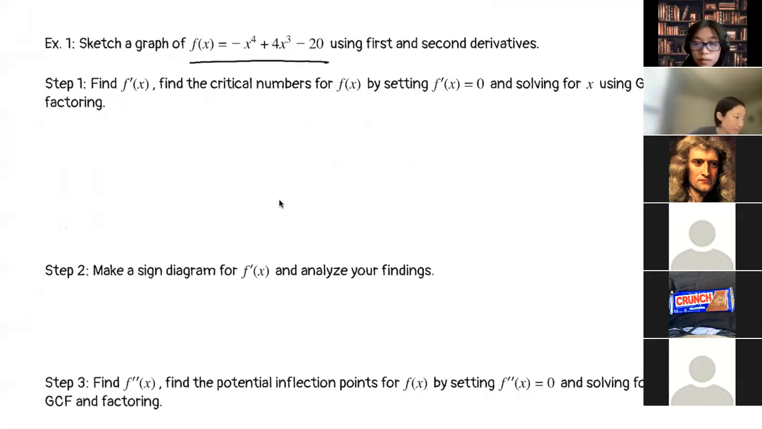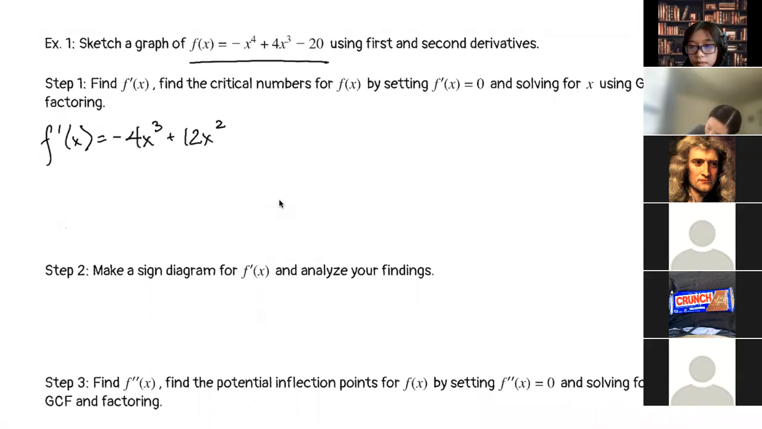Ooh. Competing ideas for that first derivative. What do we think? There we go. Okay, good. Negative 4x cubed plus 12x squared. Love it. Okay, so here's our first derivative.